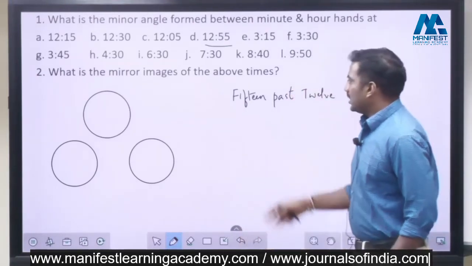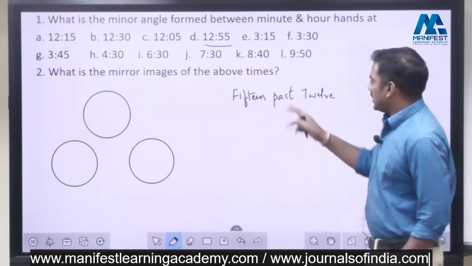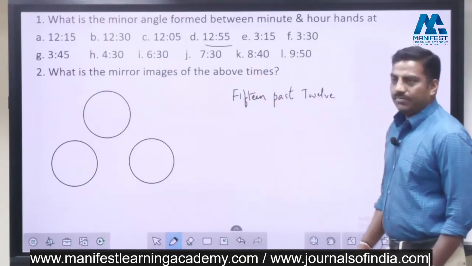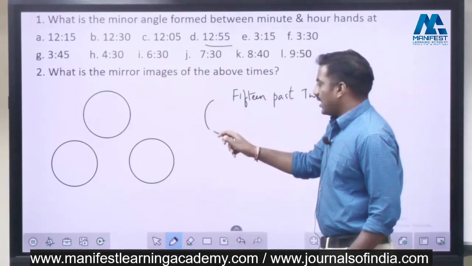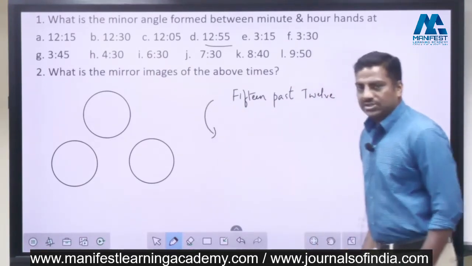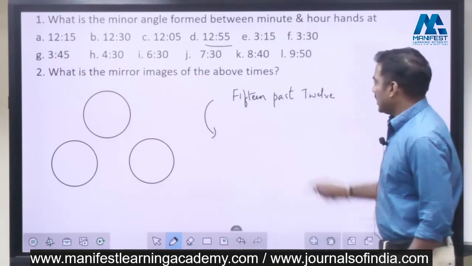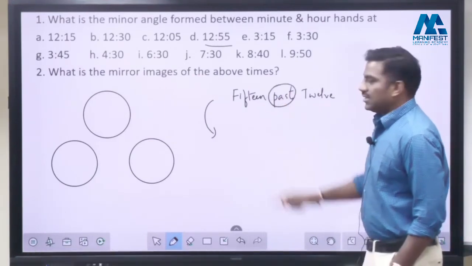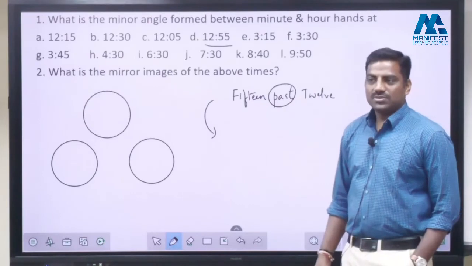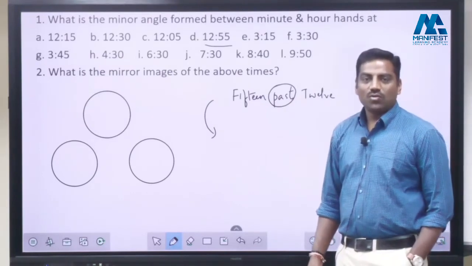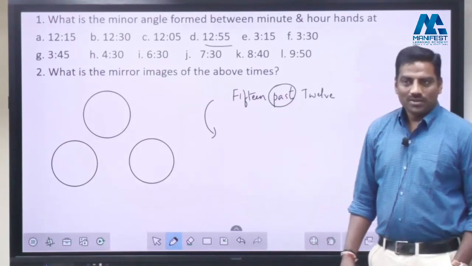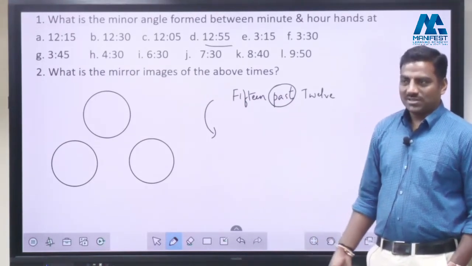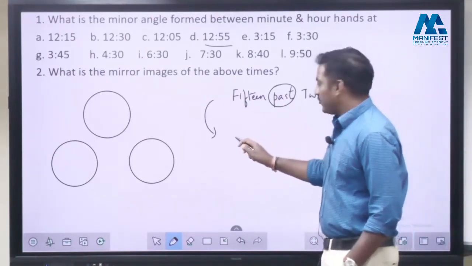Okay, so better we'll stick with 12. Now see, the first time is 15 past 12, right? In this sentence, to find the mirror angle, the mirror image of it, you just have to replace this with the opposite word. Because in a mirror image, what are we getting? We are getting the opposite, right? So even in English, we'll make it opposite.